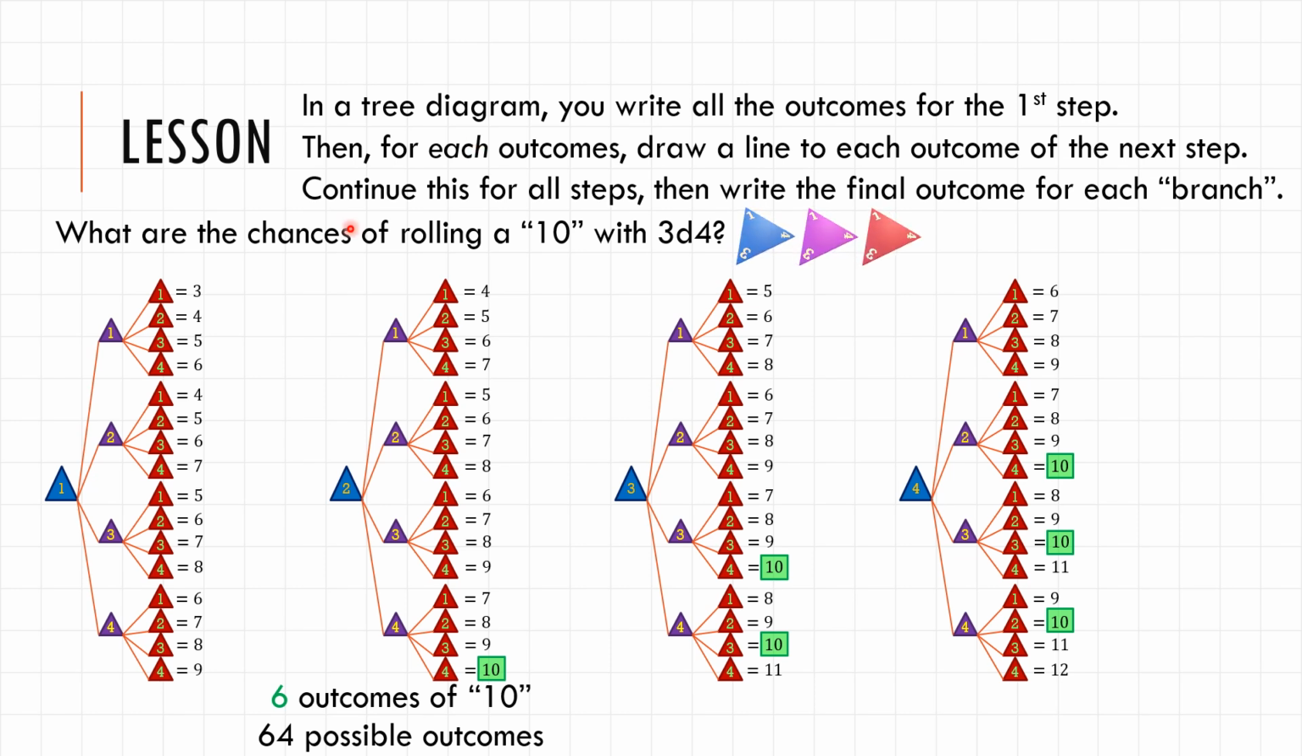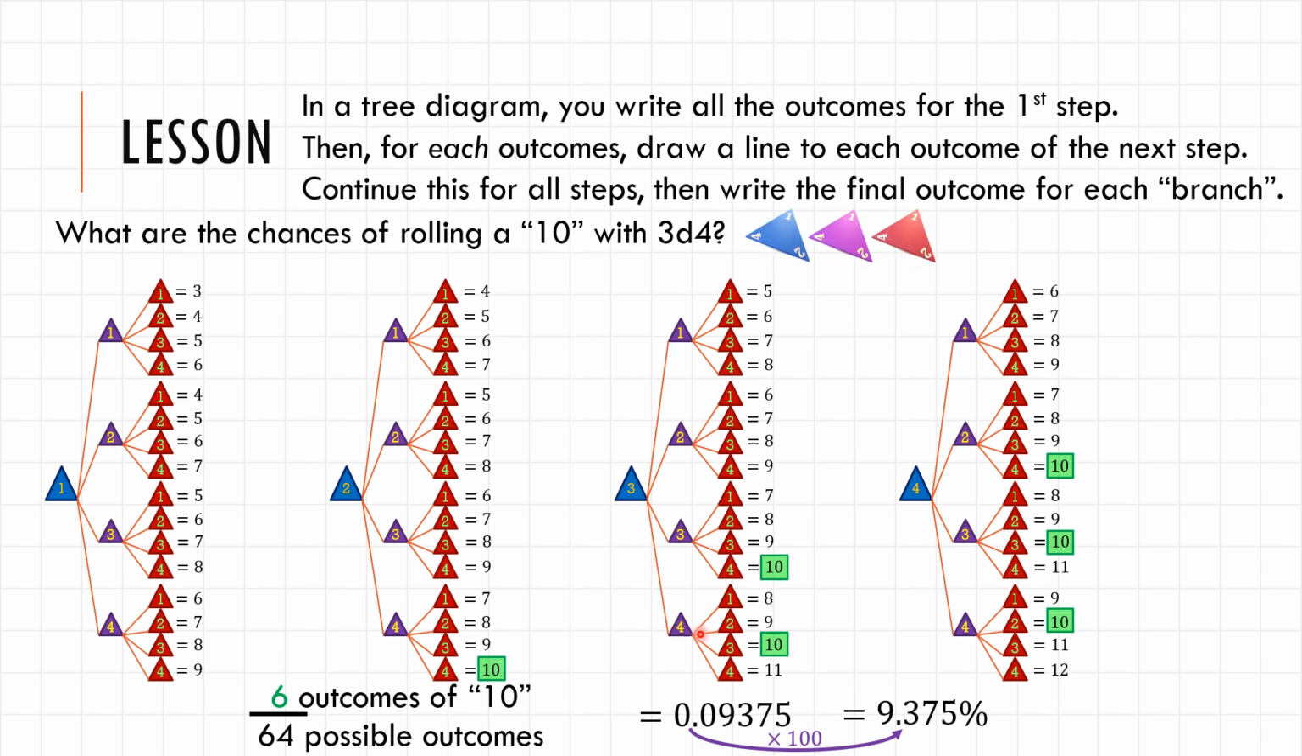So just looking at all of my combinations, I can see that there are 6 different outcomes that have a 10. I could roll a 2, then a 4, then a 4. I could roll a 3, then a 3, then a 4. A 3, then a 4, then a 3. A 4, a 2, and a 4, a 4, 3, 3, or 4, 4, 2. These are the only 6 outcomes that give me a 10.